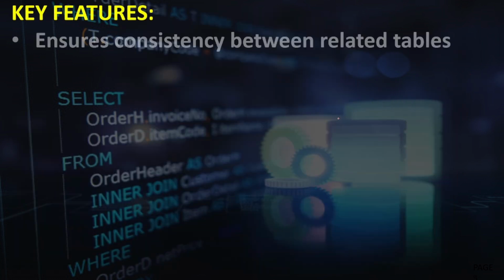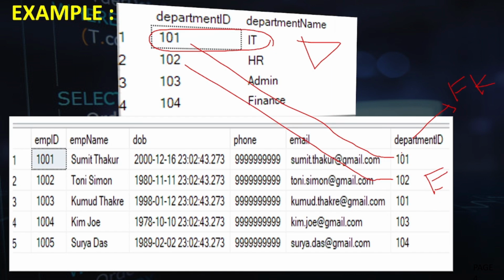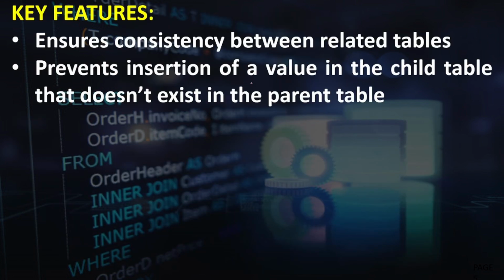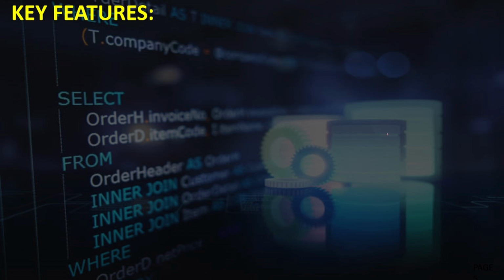Let's go and try to understand the key features. The foreign key's first feature is that it ensures consistency between the related tables. We have already seen in these two tables that it maintains the consistency. The second is that it prevents insertion of a value in the child table that does not exist in the parent table. So what is that example?